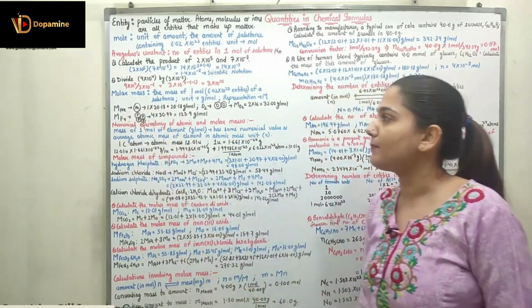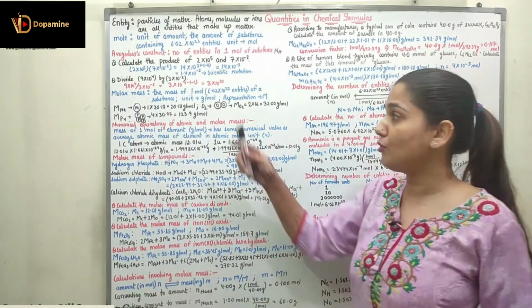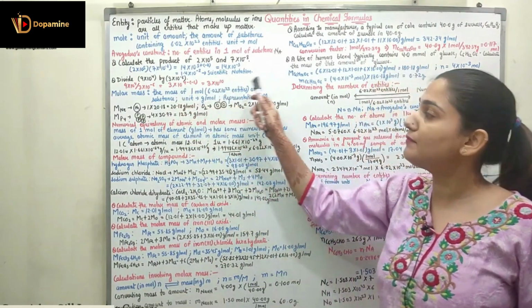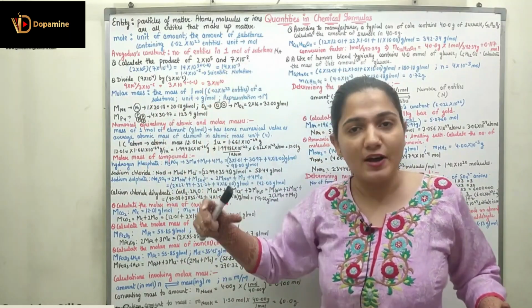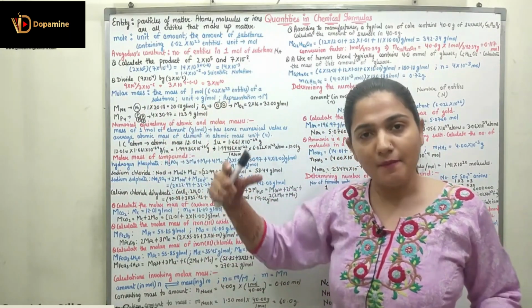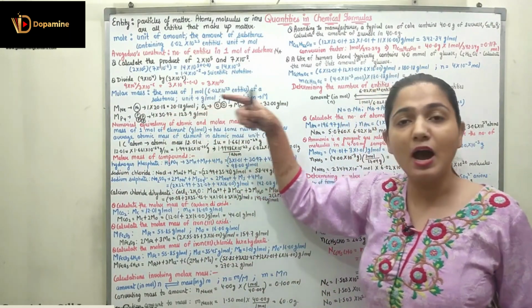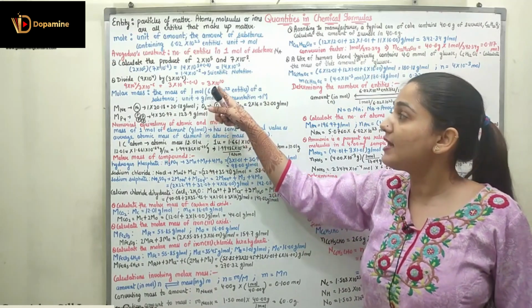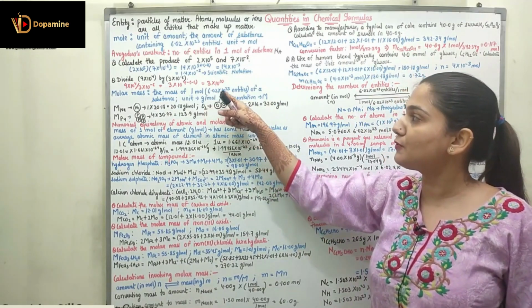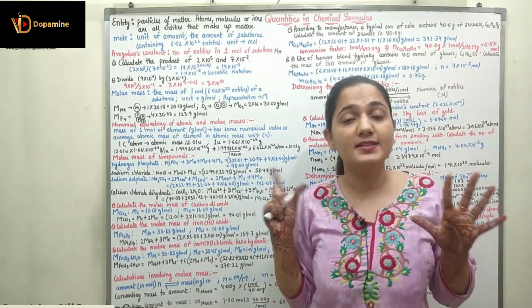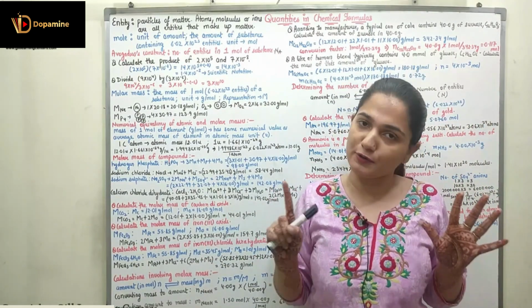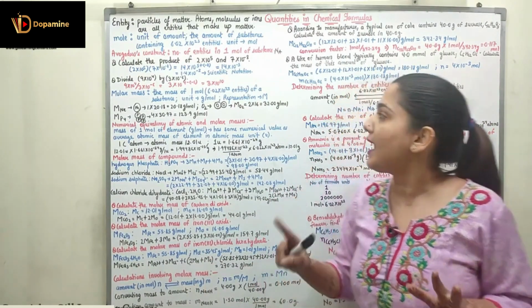Now coming to the molar mass. What is the molar mass? Molar mass is the mass of 1 mole of a substance. As the name suggests, it is the mass of 1 mole. So in 1 mole, how many entities did we have? We had 6.02 × 10^23 entities. So I can say molar mass is the mass of 6.02 × 10^23 entities.